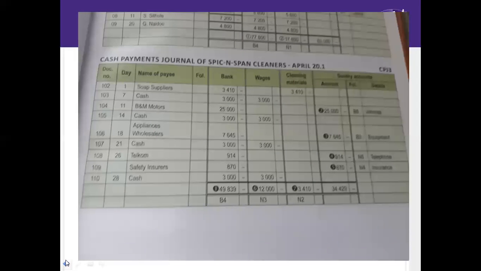Before we continue, just look quickly at your CPJ. So can you guys see every time the amount is in bank and for what it is? Bank and cleaning materials, or bank and wages, or bank and vehicles, for instance. Right?